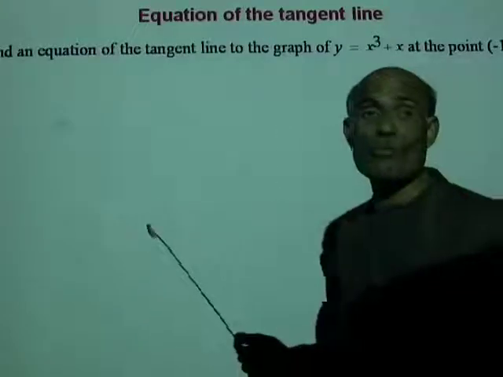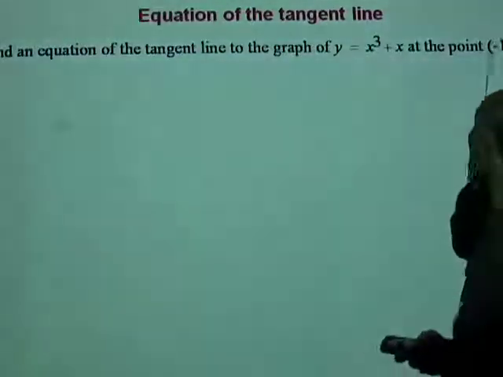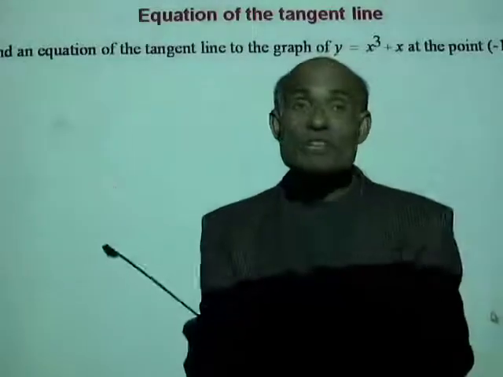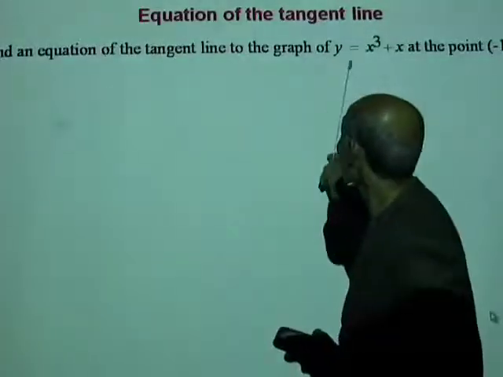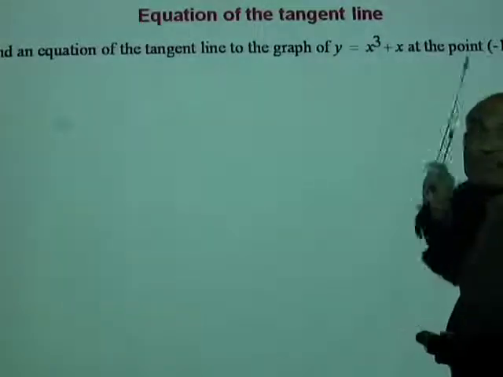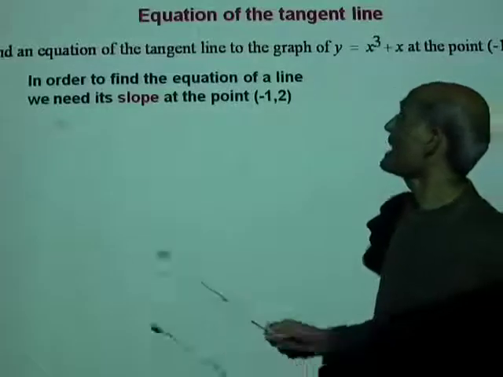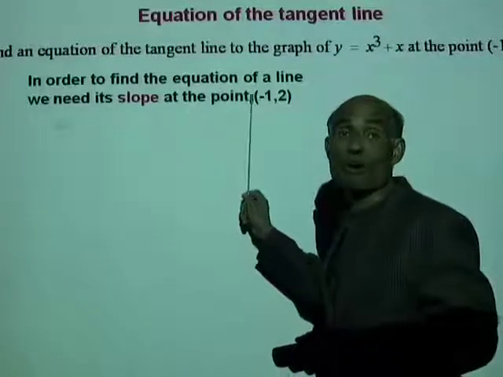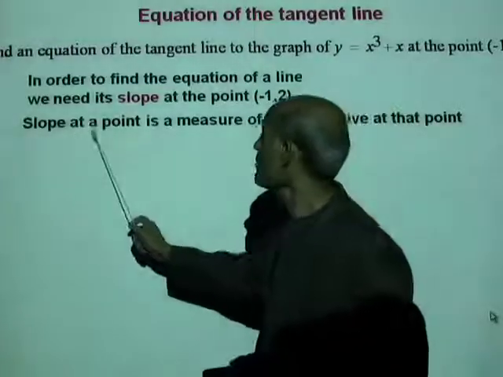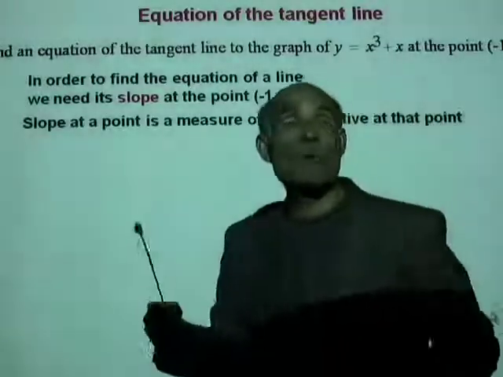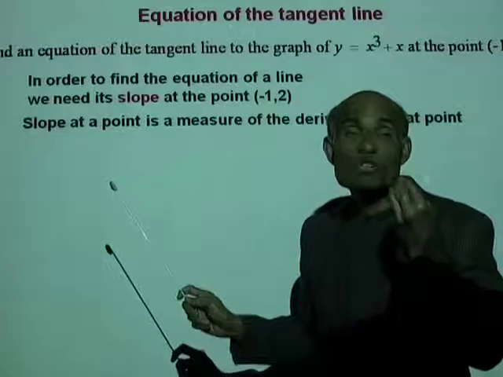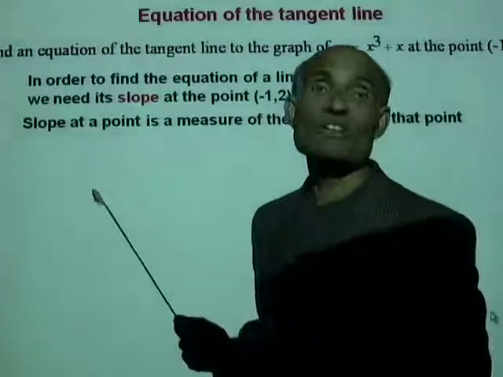That means x1 equal to negative 1, y1 equal to negative 2. Well, we know the point. We need to find the slope of that tangent line. Now remember, slope of a tangent line is the derivative of the function at that point. So we find the derivative of this, and we need to find the derivative at that particular x value. What is the x value? X equal to -1. That's right. So in order to find the equation of a line, we need its slope and the point. The point is given to us. It is actually -1, -2. All right. Now, slope at a point is a measure of the derivative of the function at that point. So we will find the derivative of this function at x equal to -1, and that will be the slope value. And then we will use the point to write the equation of that line.